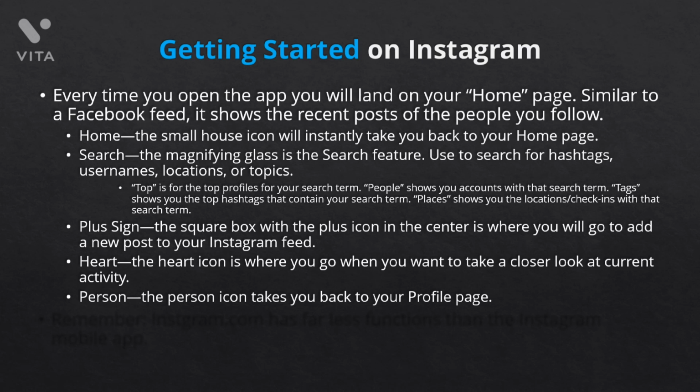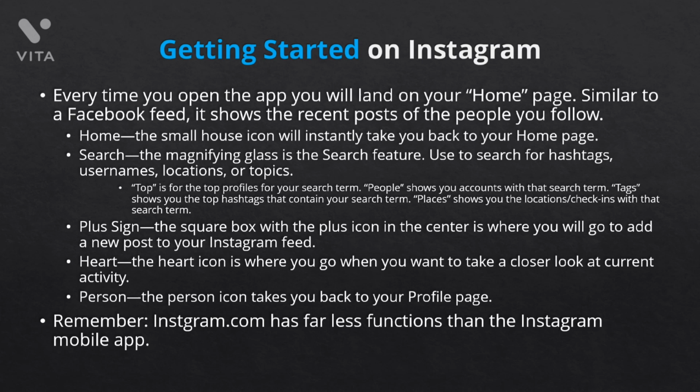Click on the 3 vertical dots to access your settings and support, and to automatically invite contacts or create paid ads and promotions. Now that you're familiar with the Instagram app, let's talk about Instagram.com. The website is significantly different from the mobile app.